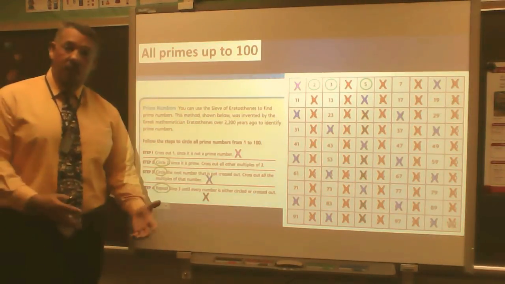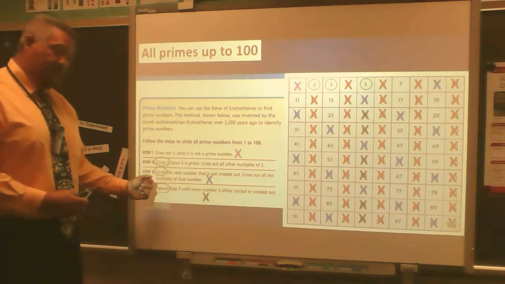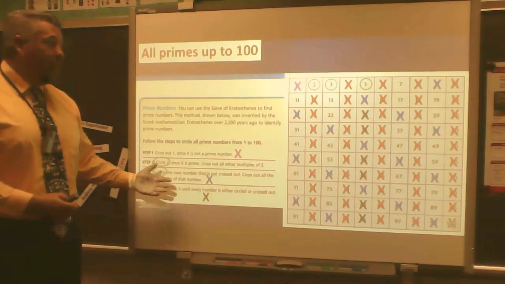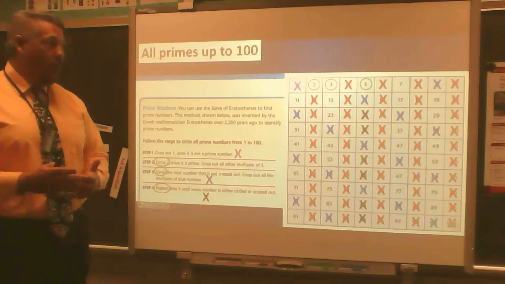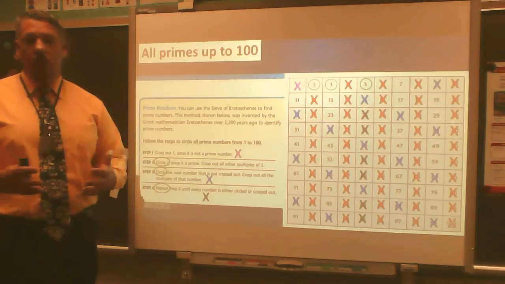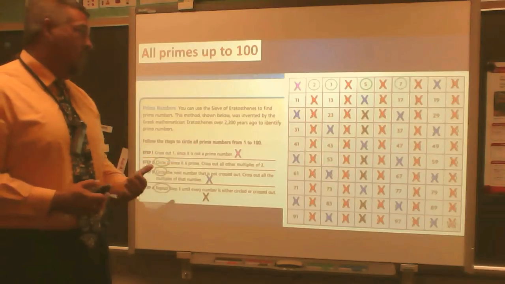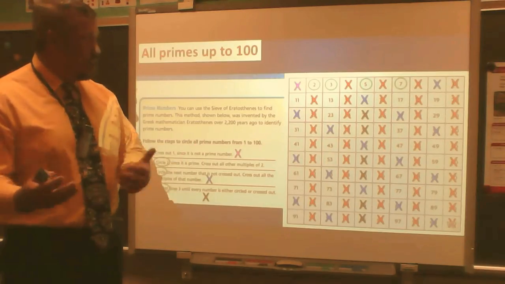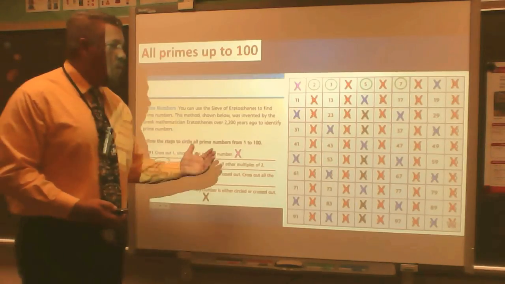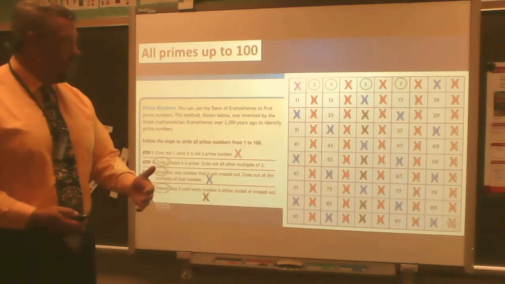Does that mean I'm finished? No, it says to repeat step 3 until I am finished. So everything has to be circled or everything has to be crossed out. So now I'm going to 7. 7 is my next counting number. I know it has to be prime, so I have to cross out all multiples of 7.